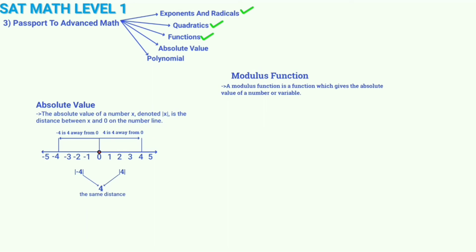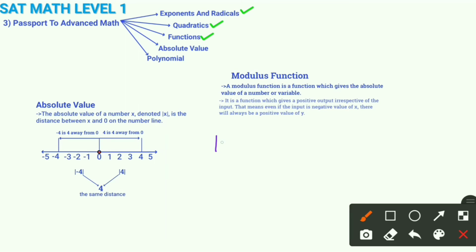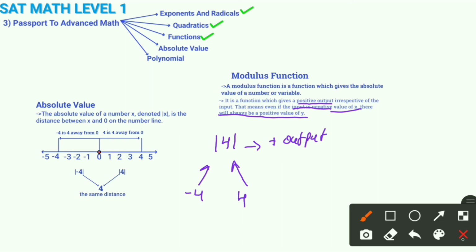A modulus function is a function which gives the absolute value of a number or variable. One thing for you to understand is that whenever it is denoted like this, whether you put in -4 or +4, it will always give a positive output. Doesn't matter if you give a positive or negative input, the output is always positive. This is the meaning of a modulus function. It gives a positive output irrespective of the input.